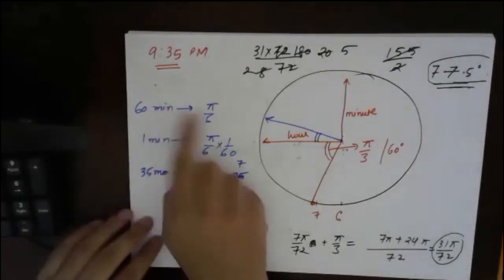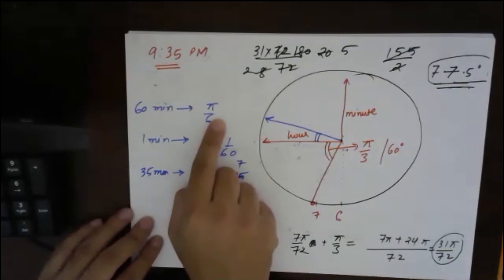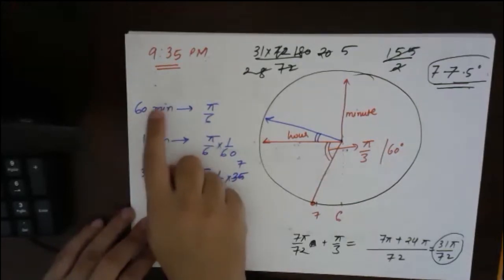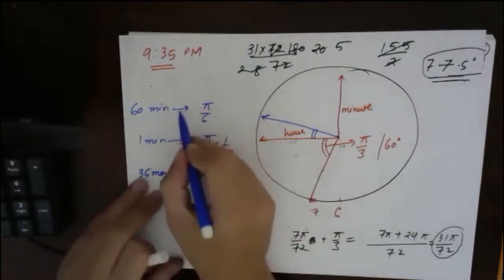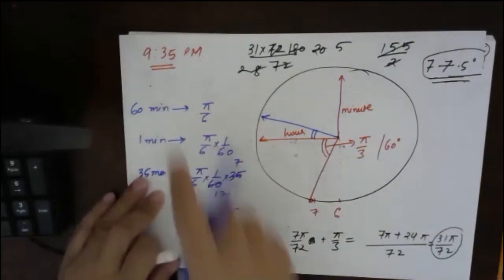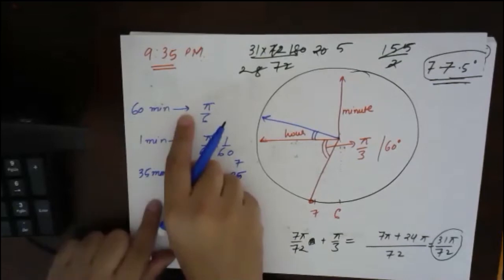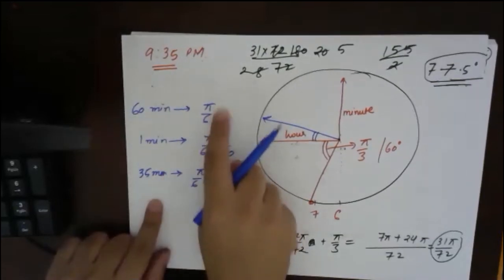Bachche, 60 minutes is not pi by 6. Pranav, I am not saying 60 minutes is equal to pi by 6. This sign is not equals to. I am saying in 60 minutes, the hour hand moves pi by 6 angle.